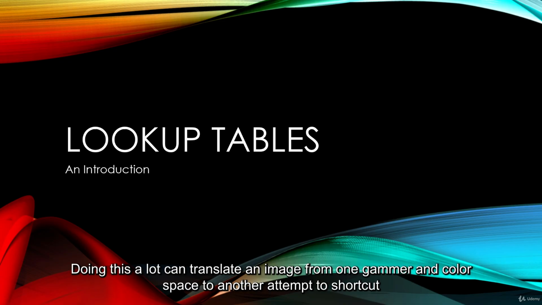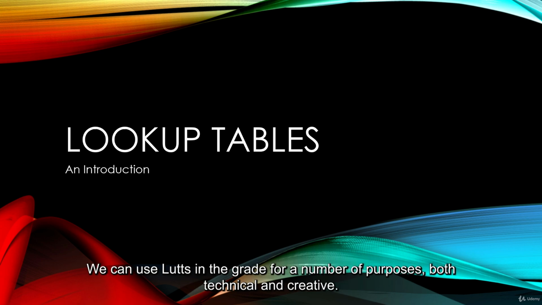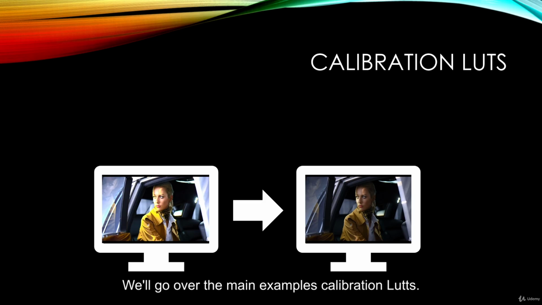Doing this, a LUT can translate an image from one gamma and color space to another, attempt to shortcut creative grading, or even make sure that a reference monitor is giving a more accurate image. We can use LUTs in the grade for a number of purposes, both technical and creative. We'll go over the main examples.